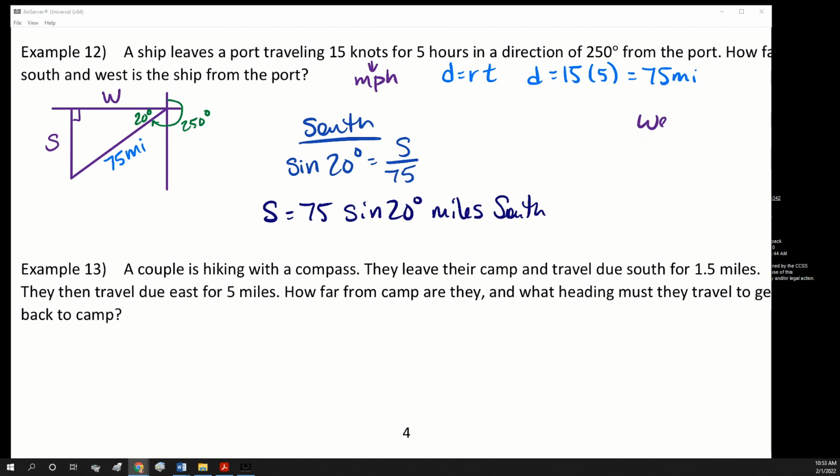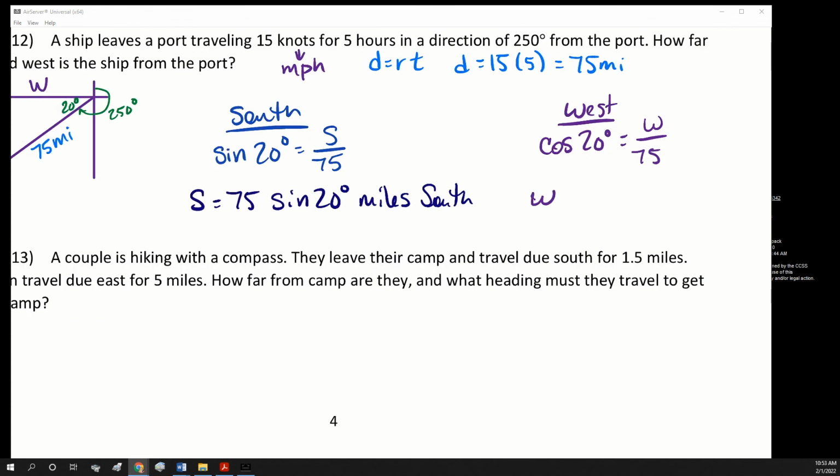Right. And then for the west, here's my angle. This is W, and hypotenuse is still what we know, so that's going to be the cosine of 20 degrees is equal to W over 75. And so W is going to be 75 times the cosine of 20 degrees miles west.